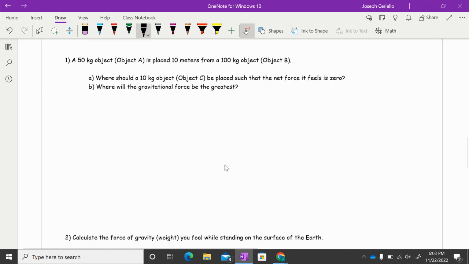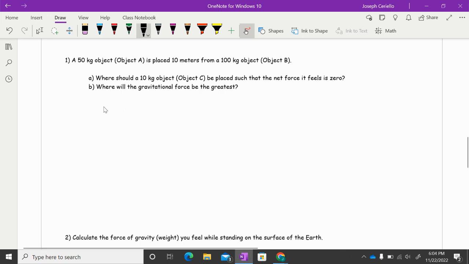All right, so we're not doing factor of change now, we're sticking with these force of gravity questions. We have a 50 kilogram object, and we'll call it object A, and a 100 kilogram object that are 10 meters apart. The question is, where should a 10 kilogram object, we'll call it object C, be placed such that the net force is 0? And also, where is the gravitational force the greatest?